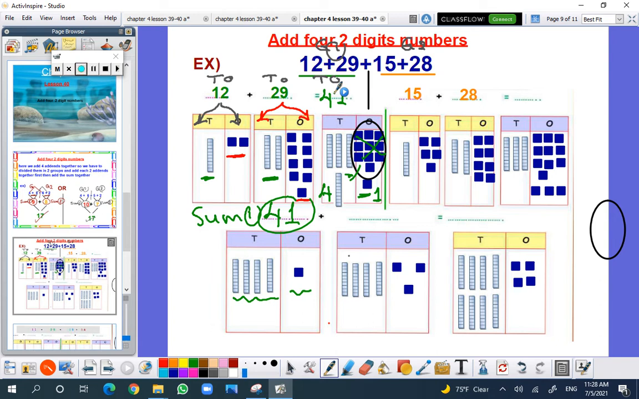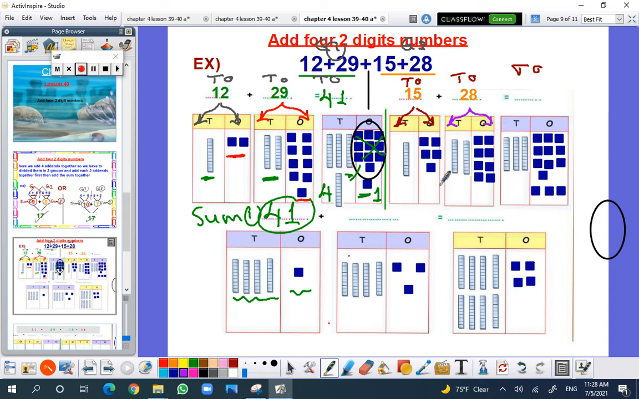Let's go to the next group. Let's go. 15 plus 28. What is the first step? T-O, T-O, T-O as usual. Let's represent 15. 1 on the tens, 1 rectangular bar, 5 on the ones, 5 small squares. Great job. Then 28. 2 on the tens, 2 rectangular bars, and 8 on the ones, 8 small squares.